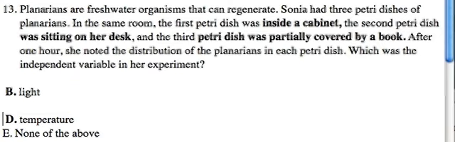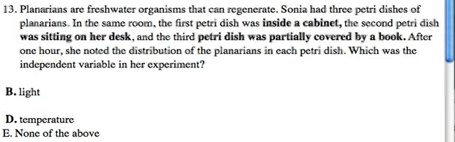Temperature could have been one that you got a little bit confused on. However, if you think about it, they're all pretty much in the same room. One is inside a cabinet, but the other two are right there next to each other, one covered by a book and one on her desk. It doesn't say that they're in different rooms or that there's a different temperature outside. So you can't assume that temperature is the right answer because that's not different from petri dish to petri dish.